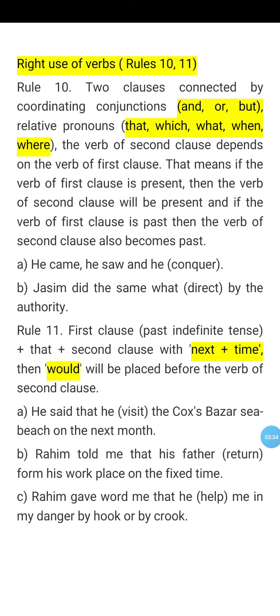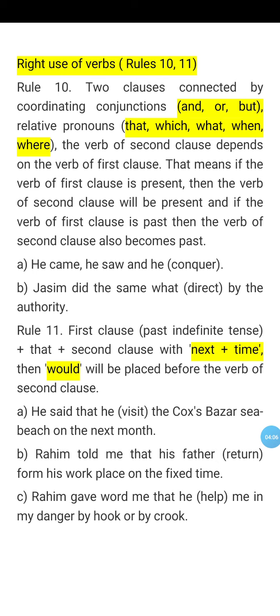Example B, Rohim told me that his father returned from his workplace on the fixed time. In this example, we also find two clauses connected with that, and we find a time phrase on the last part of the second clause, on the fixed time. This is why you have to use the verb would before return. So the answer would be, Rohim told me that his father would return from his workplace on the fixed time.